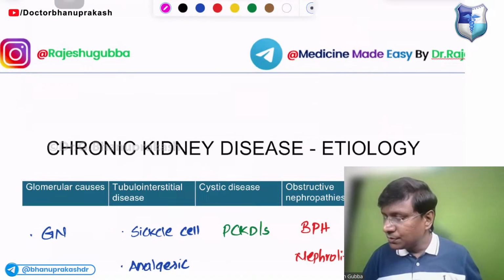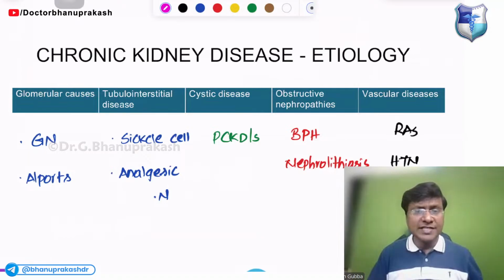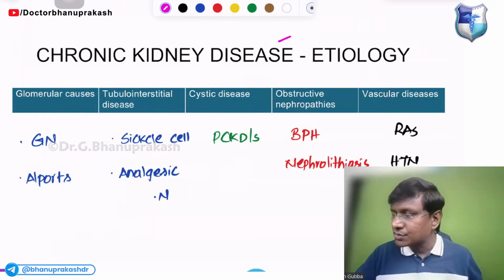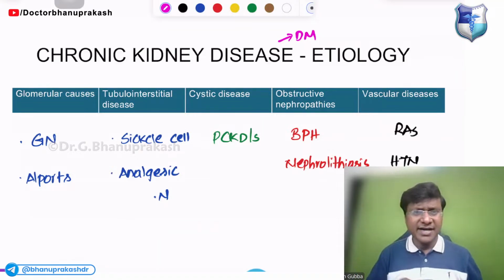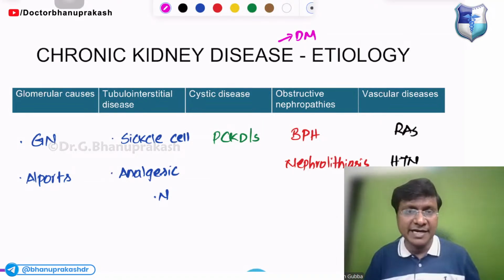Now, coming to the etiologies, I said, what is the most common cause? The most common cause for chronic kidney disease will be diabetes mellitus, right? And apart from that, you have many other etiologies. You can go through this, but the most common cause will be diabetes mellitus.